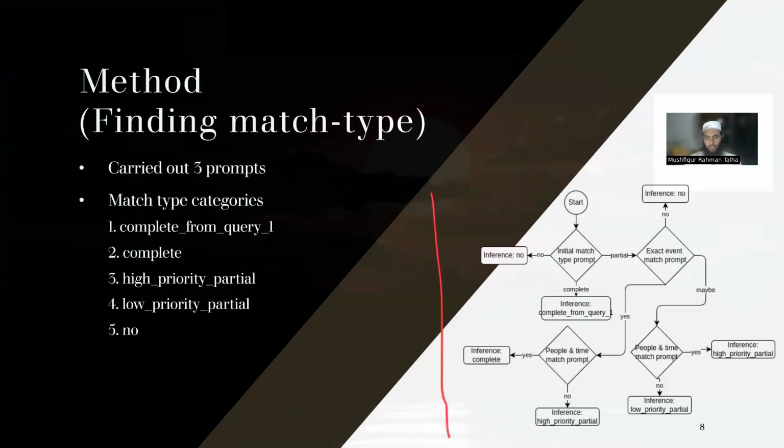Now here is the flowchart of our prompting procedure. In our flowchart, we carried out 3 prompts, and I categorized all of the outputs into these 5 categories given here. The completes are the above 2 categories, and the partials are marked differently because they need to be manually validated, as there may exist some pairs that may be considered complete.